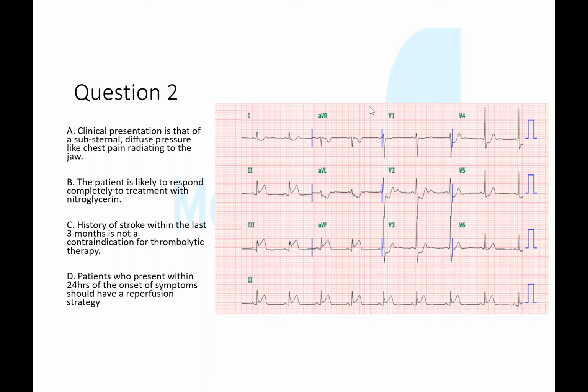Reciprocal, yeah. So you look for the reciprocal leads for reciprocal changes. The leads where you are going to look for those reciprocal changes are the lateral leads, and the lateral leads are lead 1 and aVL. If you look at lead 1 and aVL, you will see that what you have there is ST segment depression. So in the inferior leads, when you have ST segment elevation, and in the reciprocal leads, when you have depression, that is consistent with myocardial infarction. And so this patient will be treated as such.